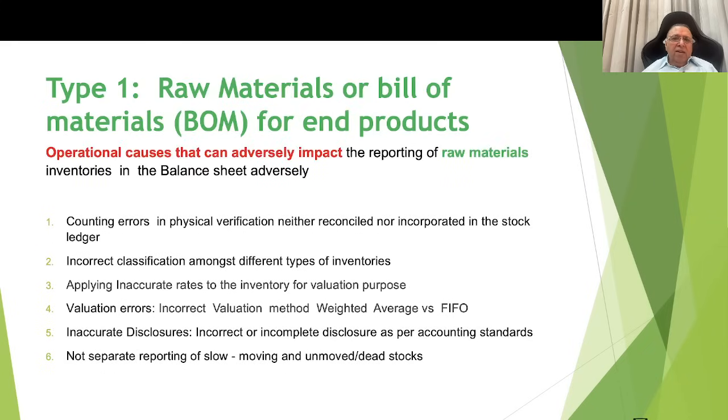Now, operational causes that can adversely impact the reporting of raw materials inventory in the balance sheet. Number one, counting errors in the physical verification. It is either not correct or not reconciled and or not incorporated in the stock ledger. Number two, incorrect classification among the different types of inventories I talked about. Number 3, applying inaccurate rates to the inventories for valuation purposes. Valuation errors: incorrect valuation method, that is weighted average method versus first in first out method. Then inaccurate disclosures: incorrect or incomplete disclosures as per the accounting standards, and not separate reporting of the slow moving or unmoved or dead stocks or obsolete stocks.